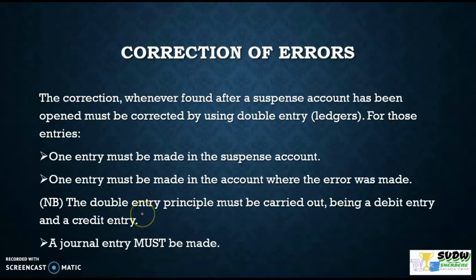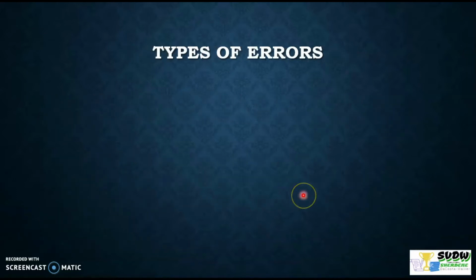Now let us keep this in mind. The double entry principle must be carried out. What I mean by that is that there must be a debit entry and a credit entry, and we ought to do our journal entries to show the correction. Let us look at the errors that would have caused our trial balance total not to agree.